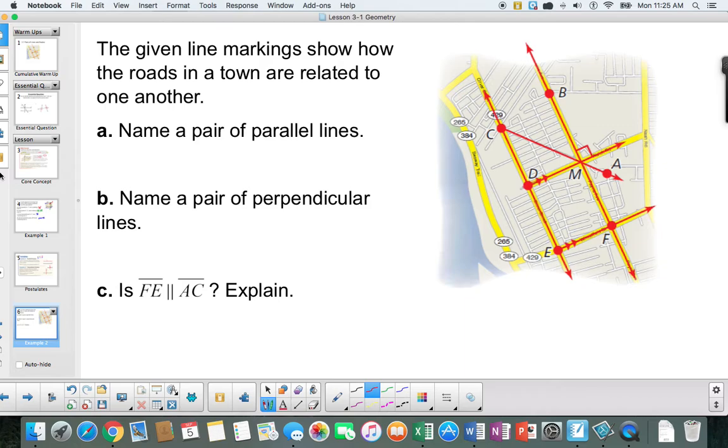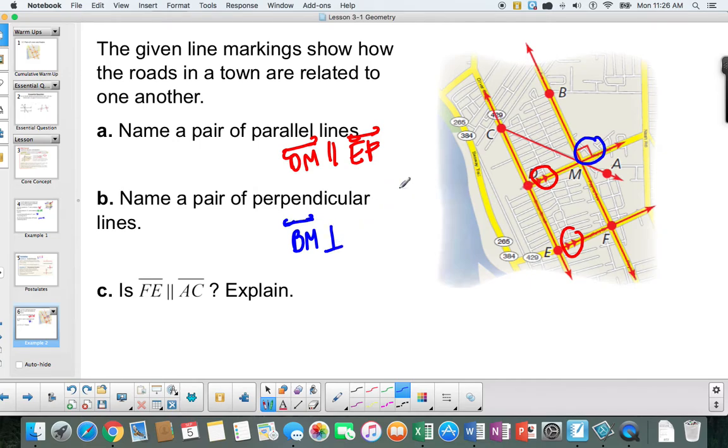Okay, so let's name a pair of parallel lines. Now I'm looking for the parallel symbol, which is right here and here. So I can say line DM is parallel to line EF. Now I'd like to name a pair of perpendicular lines. Perpendicular, I'm looking for the perpendicular symbol right here. So I'm going to say line BM is perpendicular, and then it's going to be this line, which I can say MA.